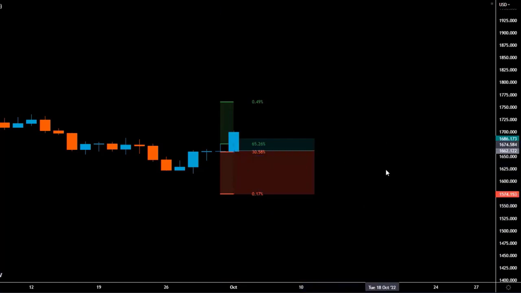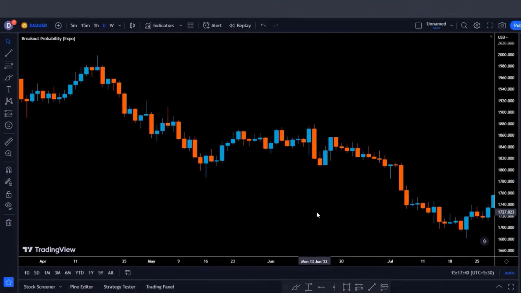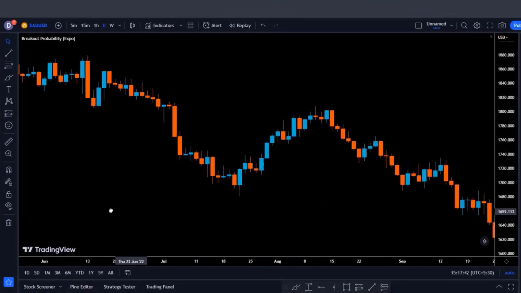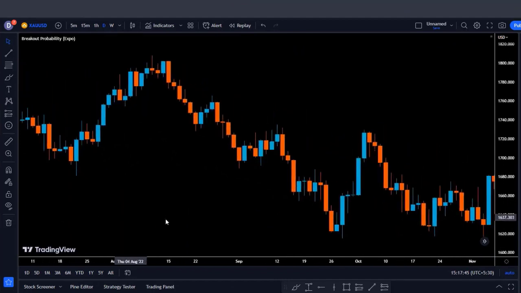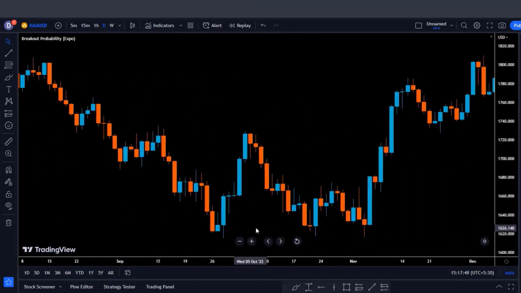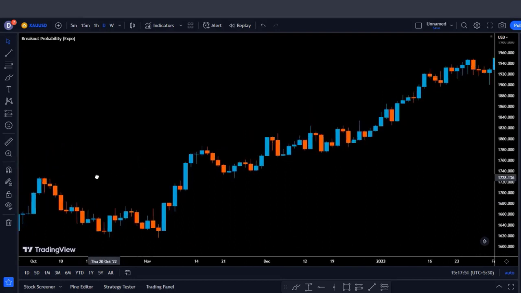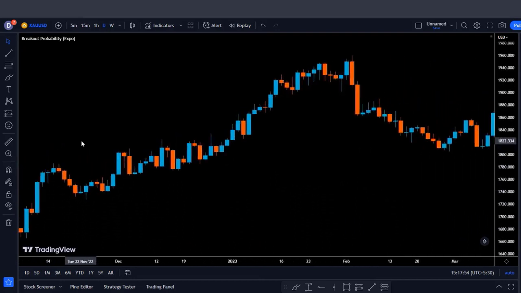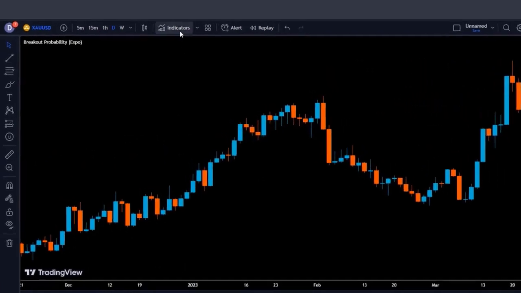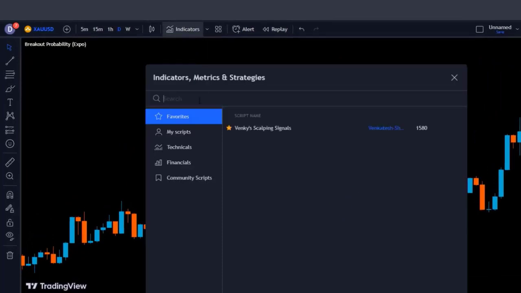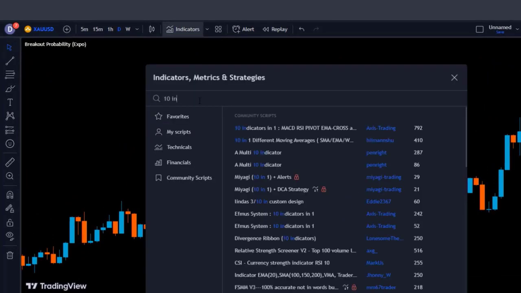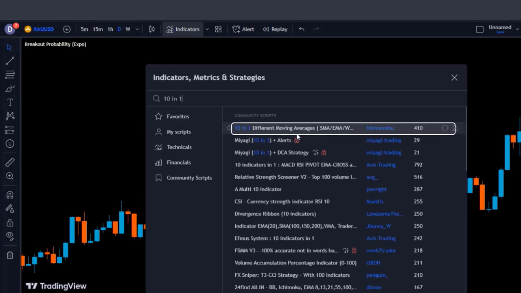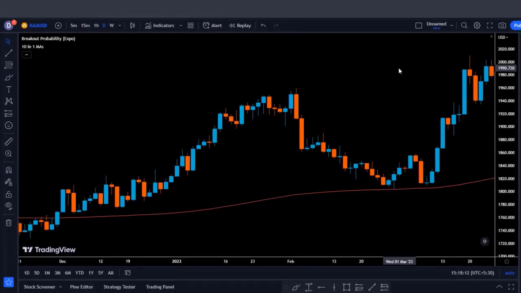Now that we know how the indicator works, how we can read it and how we can use it, let's take a look at a strategy along with entry examples to use the indicator with. To create a strategy to use the breakout probability indicator with, let's add an extra indicator to the chart. Head over to the indicator search tab and search for the 10-in-1 different moving averages indicator. Select the indicator made by Hyman Chu and add it to the chart.